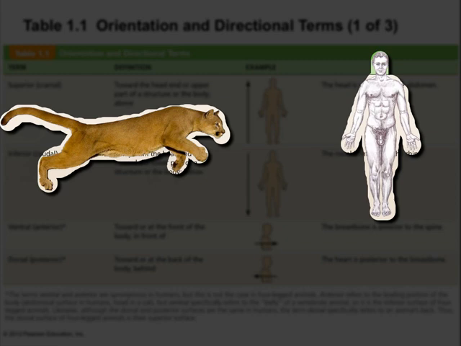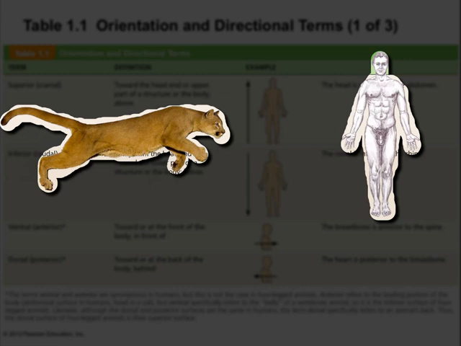For us, dorsal and posterior are the same. Where's the belly on the cat? Got it? Okay, where's the belly on the human? For us, ventral and anterior are the same. Not necessarily the same on the cat.